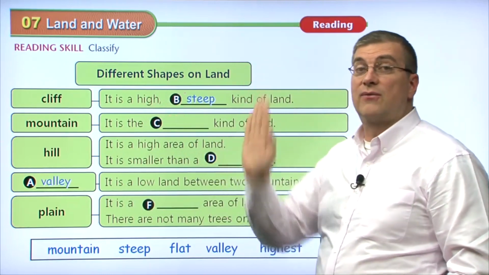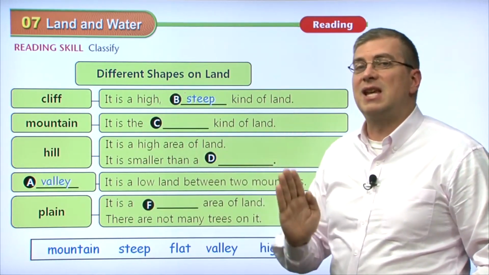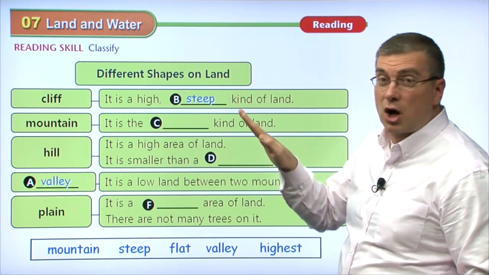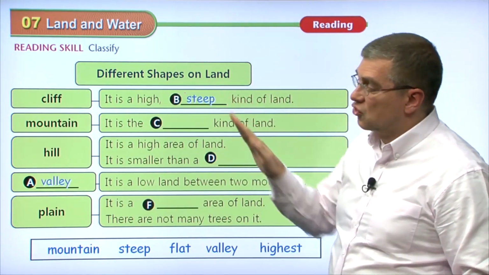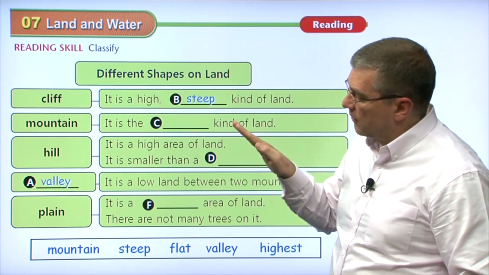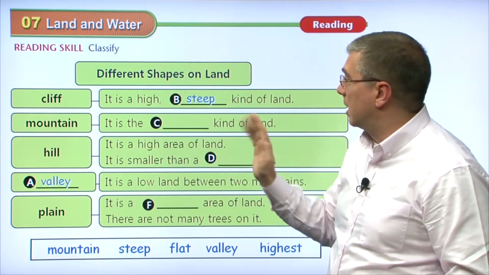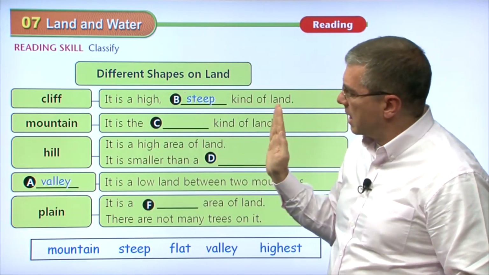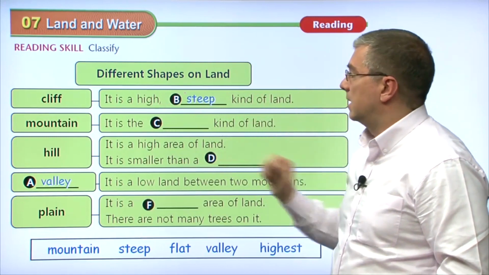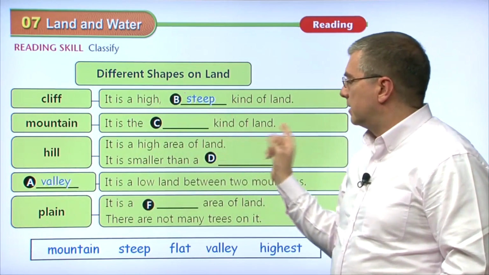In fact, cliffs are usually vertical, right? Vertical, remember, is a type of steep. Steep can be vertical, or steep can be not vertical, but a very sharp or very strong or very difficult slope. So steep can be anywhere from maybe 45 degrees to 90 degrees. 90 degrees, of course, is vertical, up and down. So cliffs don't always have to be up and down. Cliffs can be like this too, right? Okay. So it's a high, steep kind of land. That is a cliff. What about mountain? Mountain, it is the beep kind of land.